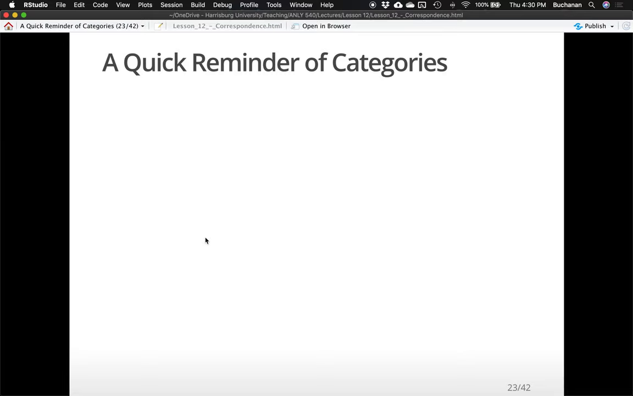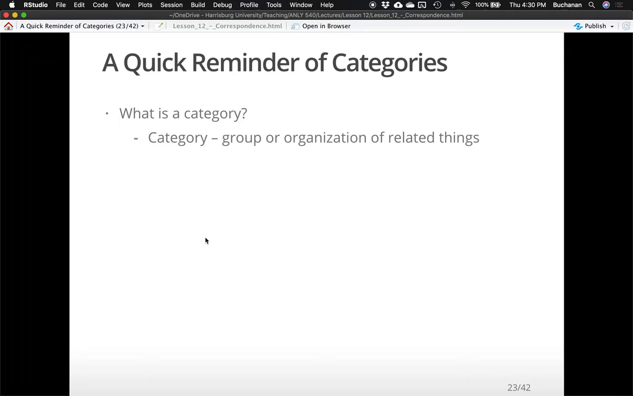All right. So to switch topics just a little bit, we're going to look at multiple correspondence analysis and really get into categories. So, a super quick reminder of the slides on categories. What's a category? It's a group or organization of related things, objects. A concept would be a member of a category. So I might have the category be dogs and a concept be beagle.